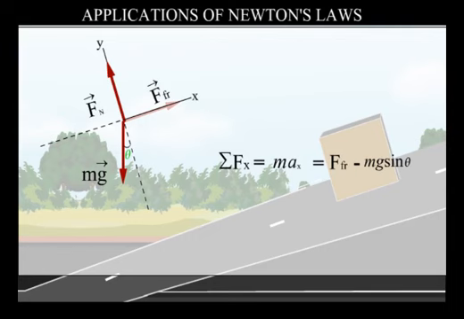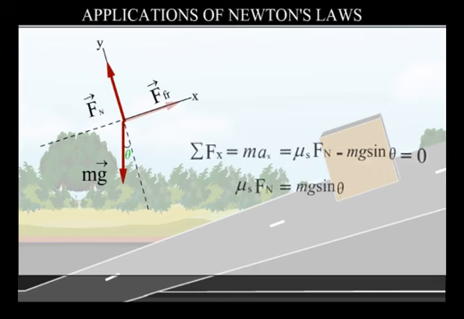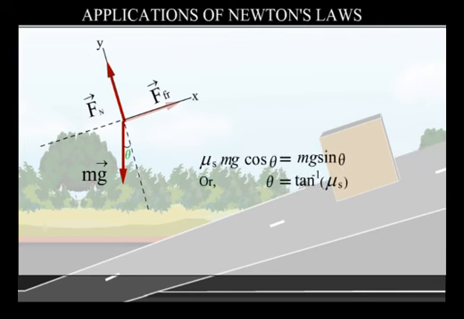For the crate to move down along the inclined plane, the force of gravity has to overcome the frictional force. The critical angle at which the crate will start sliding down can be obtained by setting Fx equal to 0 and finding out theta.